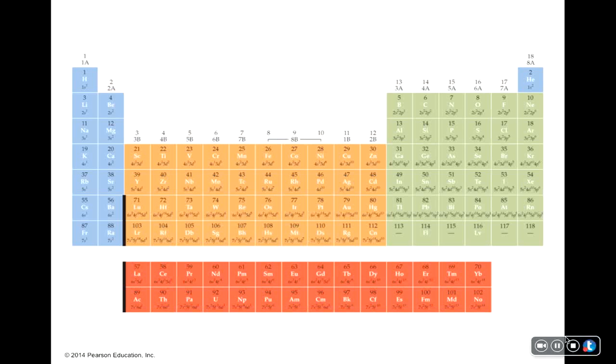One more thing, not noted here: these are also known as, the blue are known as the s block elements, the green as the p block, the orange as d, and then the red on the bottom as f, because those are the outermost orbitals that are being filled in each of those cases.